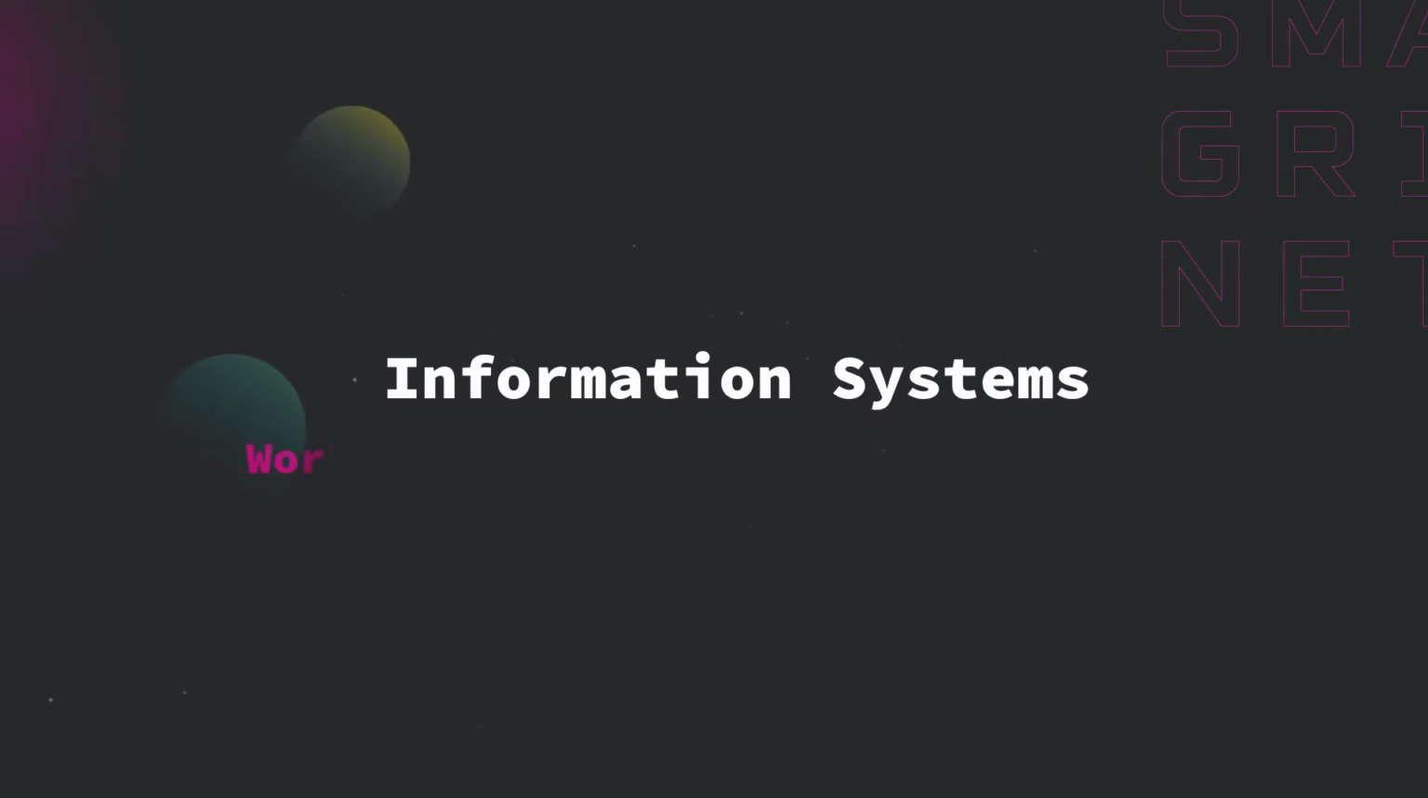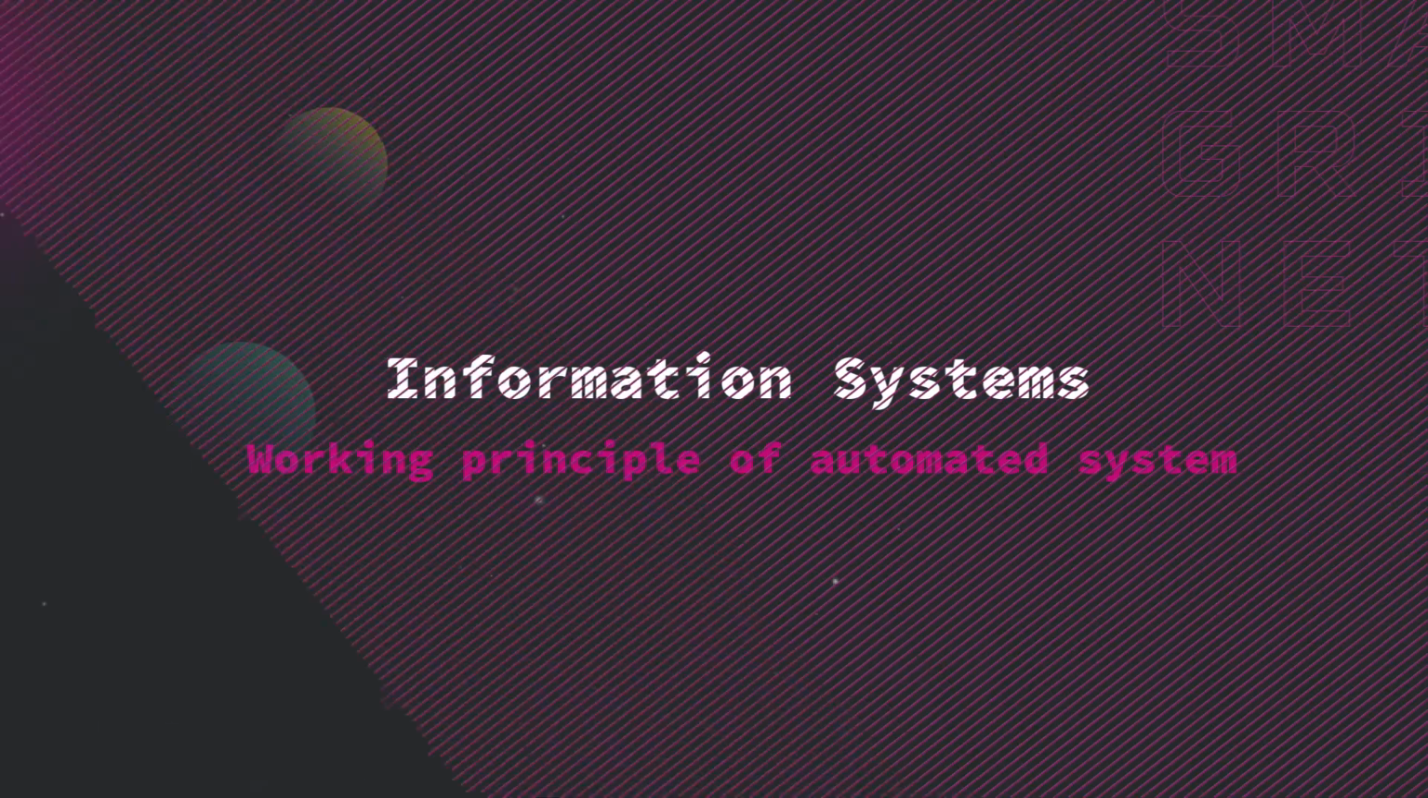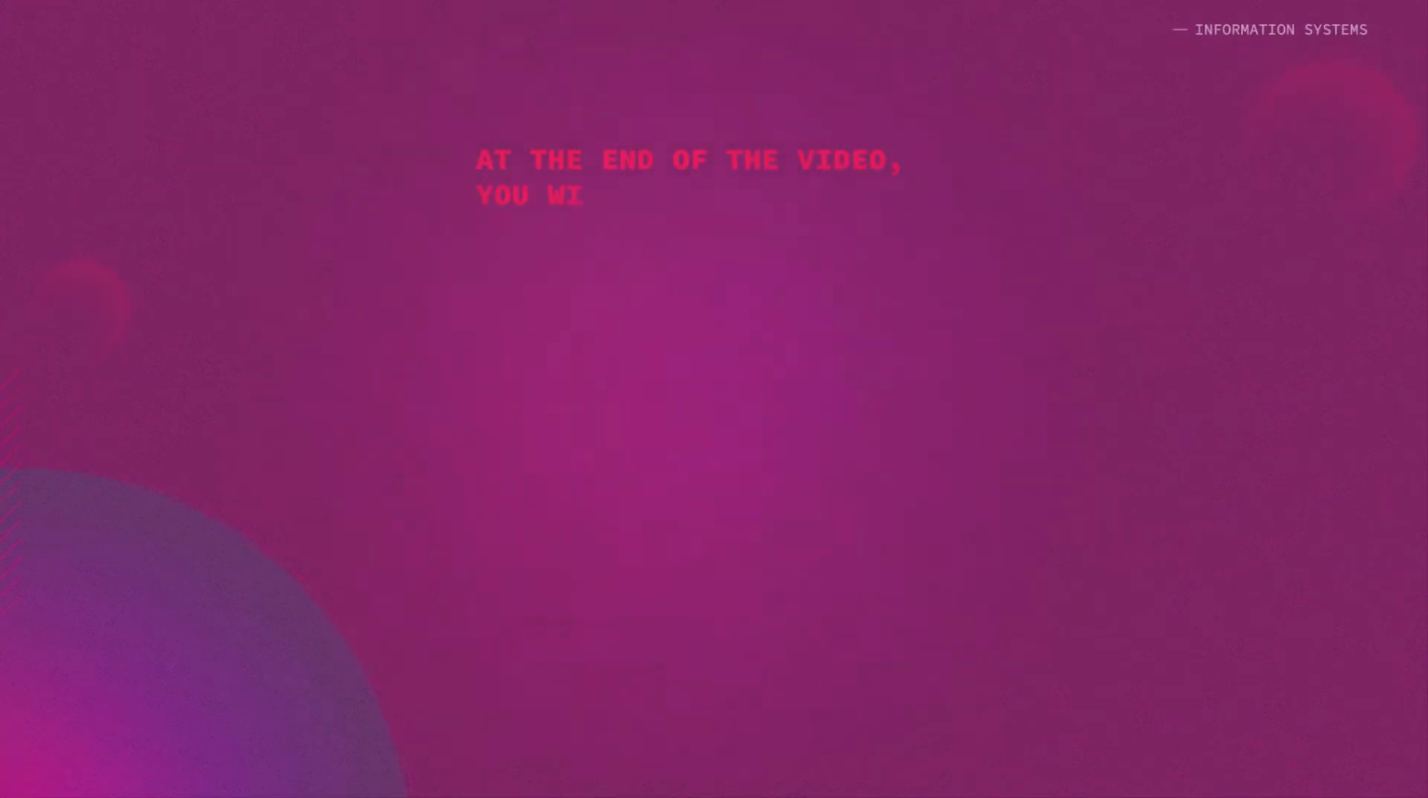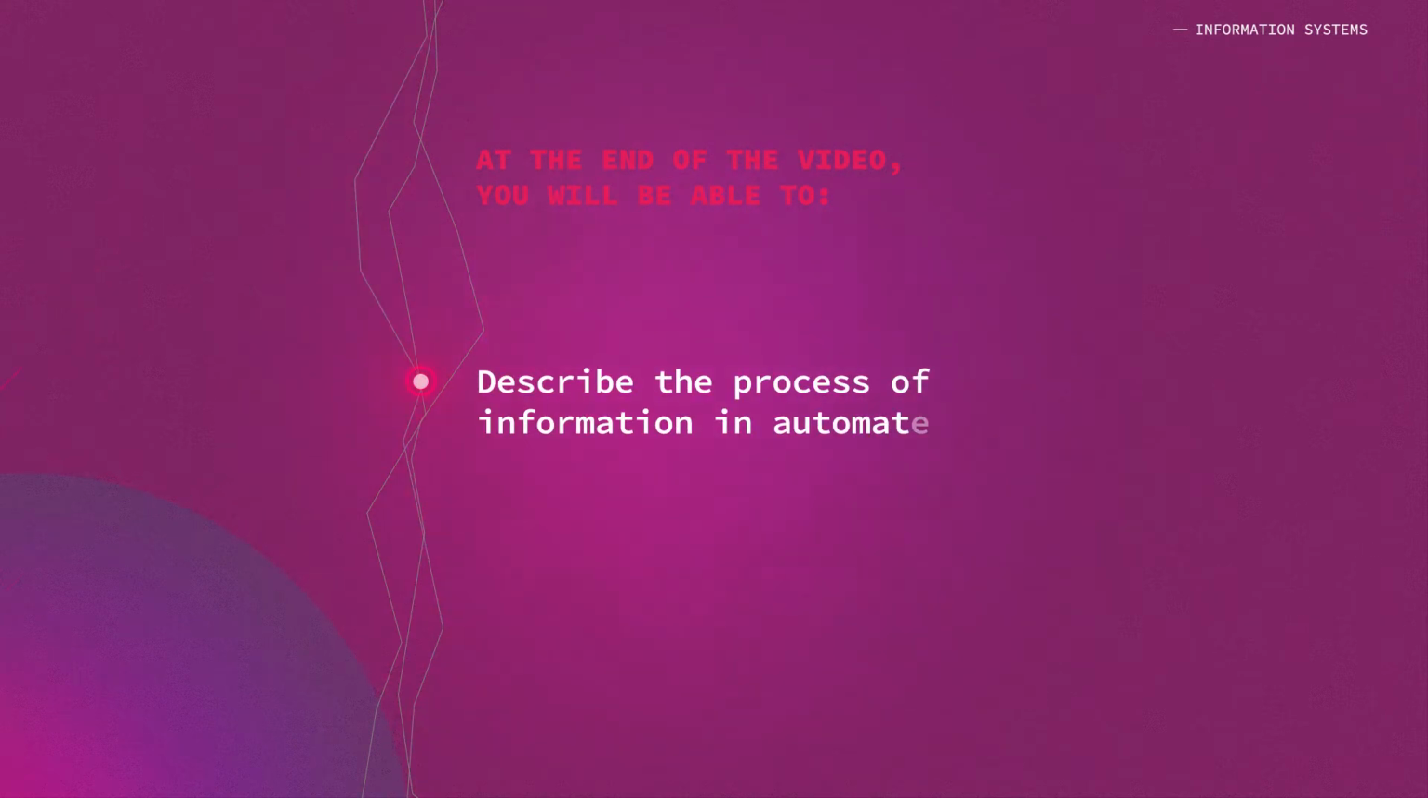Information systems, working principle of automated system. In this video, we'll talk about the working principle of automated system inside power generation and smart grid information system. At the end of this video, you will be able to describe the process of information in automated system.